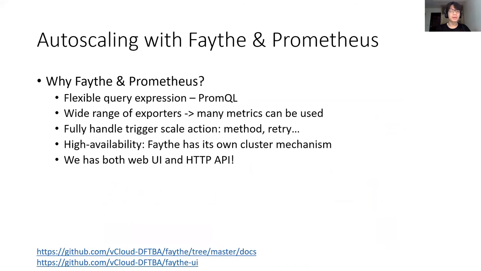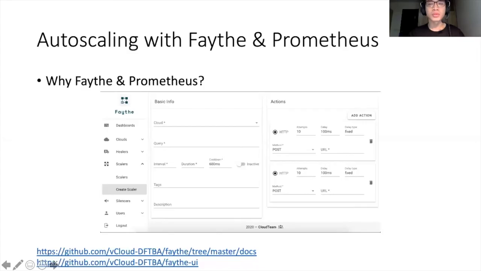So here is our web UI. You can specify what kind of query you want to input, and the duration, interval, tags, description, and so on. You can choose different clouds from the cloud input, and the PromQL query goes here. The interval is the delay between each PromQL check. The duration is the total amount of time from when the query condition begins to when the action is triggered. Cooldown time is the time between two HTTP actions.